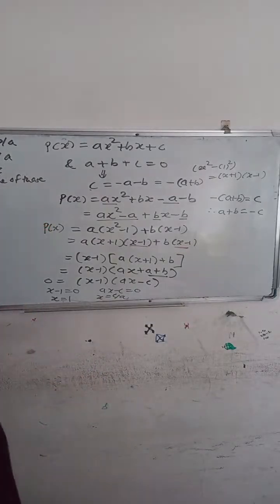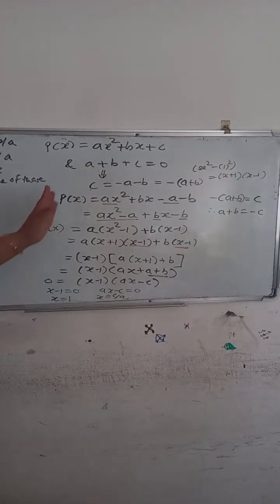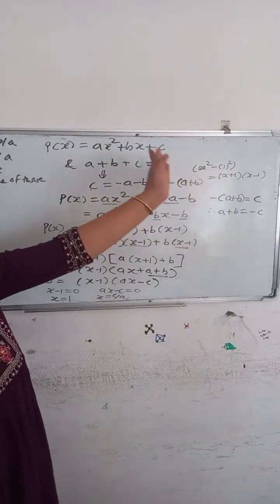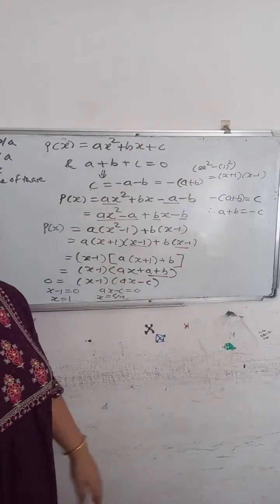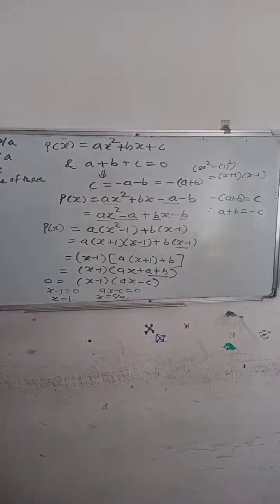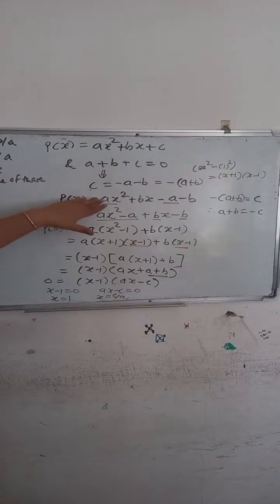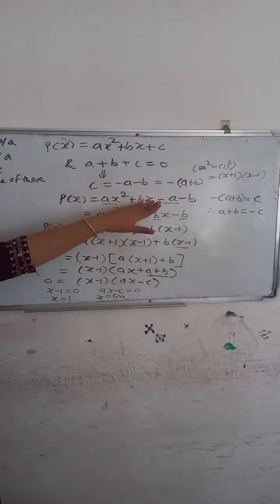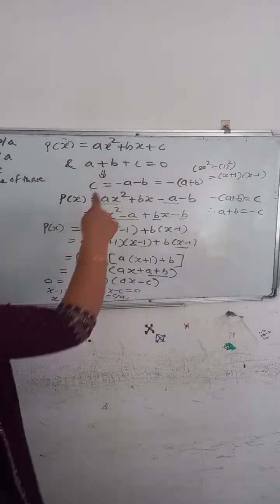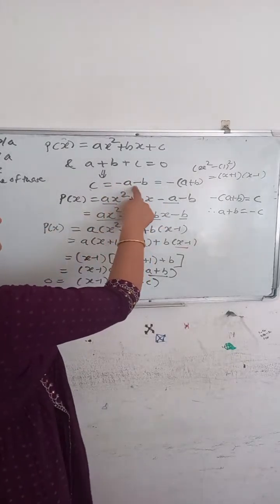Can you get up to here? Can you get up to here how I got the value of c, or simply you can transpose c to that side. So minus c is equal to a plus b. Can you get up to here? Once you understood up to here, then write down this given equation. P of x is equal to ax square plus bx plus c. But I got here c as minus a minus b.